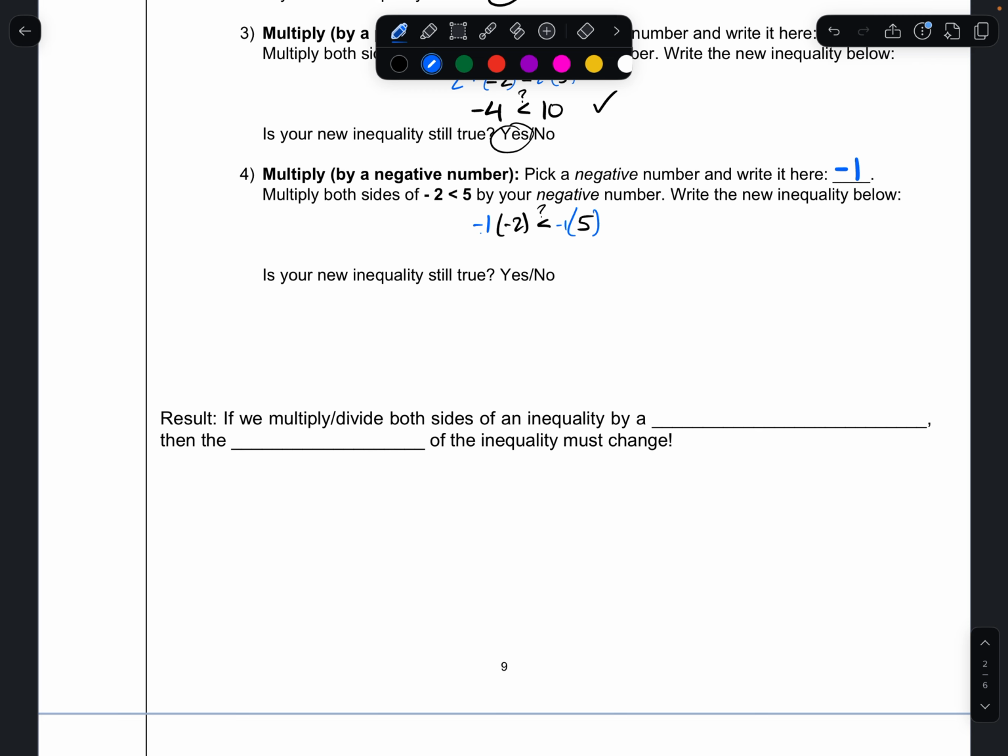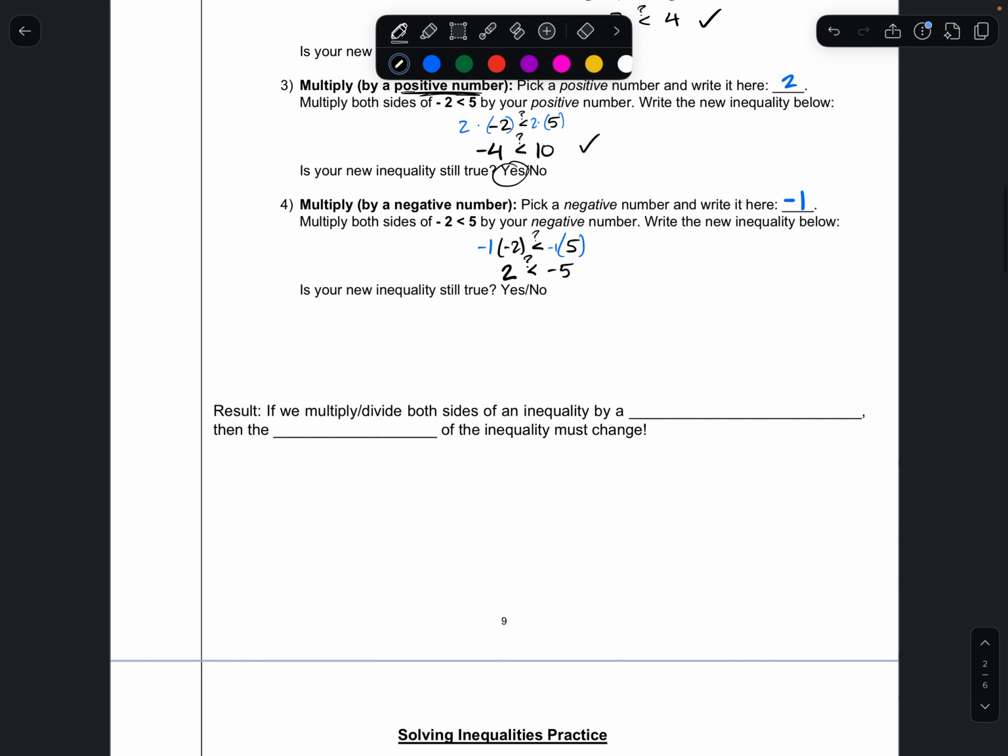Well, on the left side, negative 1 times negative 2, hopefully you remember that a negative times a negative is a positive. And then negative 1 times 5 is negative 5. Is this true? Is 2 less than negative 5? No, it's not.